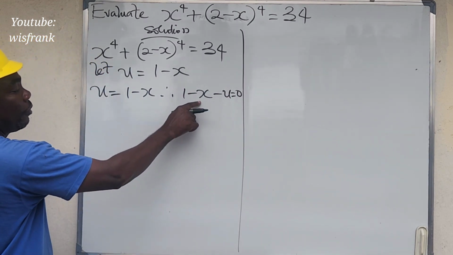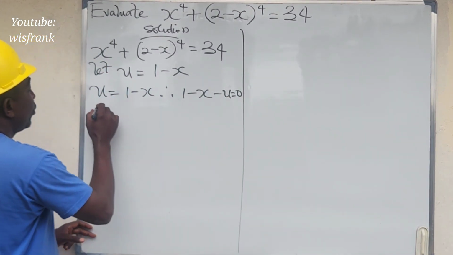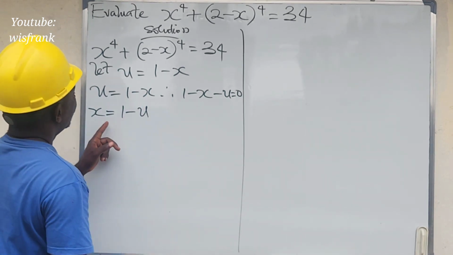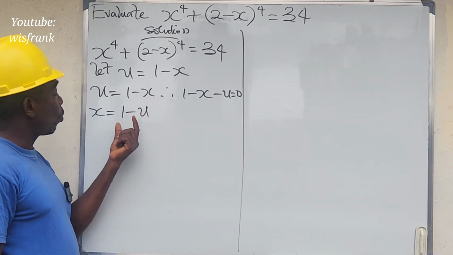For us to find the value of x from here, we need to transpose x to this other side. This will become x equals to 1 minus u. So this is the value of x from this equation that we have.